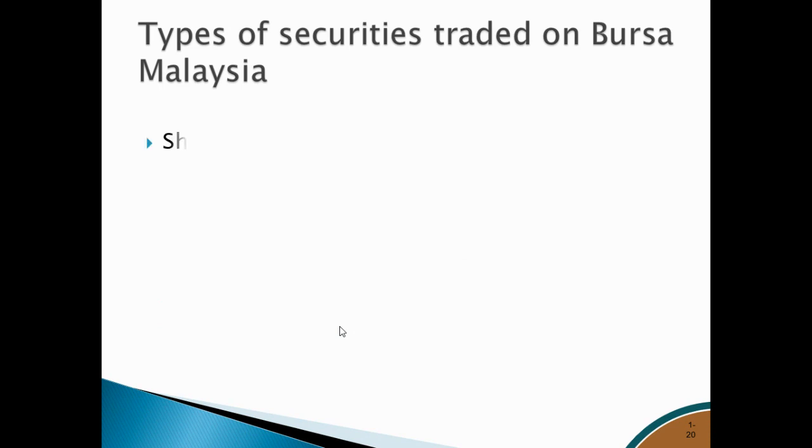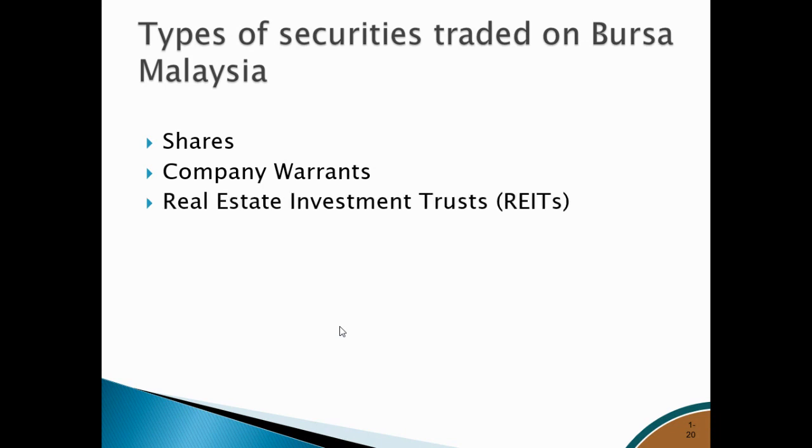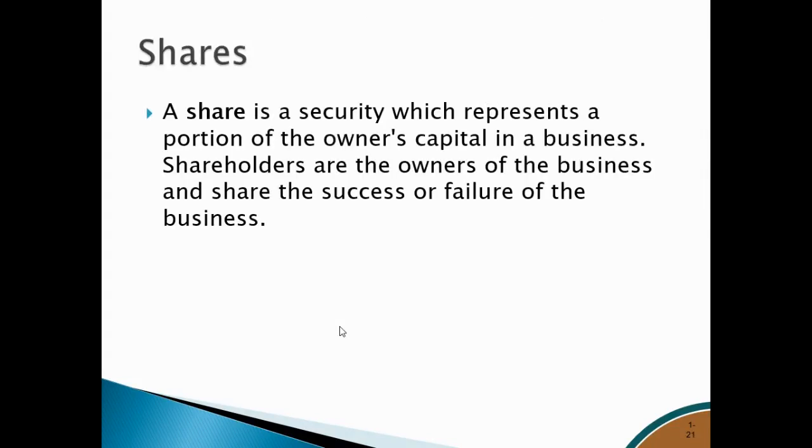So let's look at the types of securities that are traded on Bursa Malaysia. You have shares, you have company warrants, and you have real estate investment trusts. Let's look at shares first. I think most of you already have some understanding of shares. It's a security which represents a portion of owner's capital in a business. When you purchase shares, they give you a certificate in return that reflects how much of the company belongs to you.